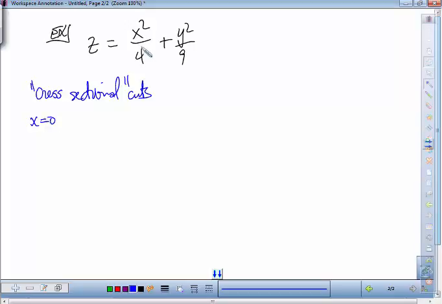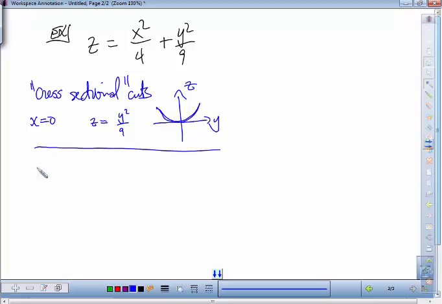Now, if I let x equal to 0 here, I get z is equal to, x is equal to 0, so this is just y squared over 9. So that looks like a fairly wide parabola on the YZ plane. So if I were to take a look at this on the YZ plane, I'd have some sort of parabola.